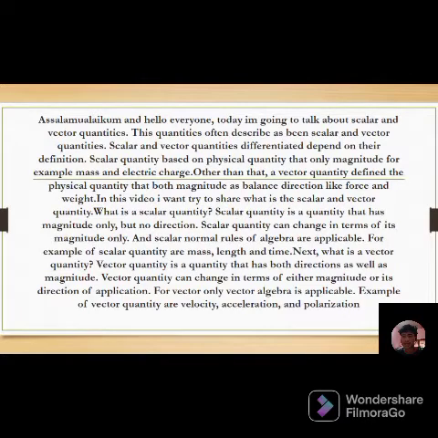Next, what are vector quantities? A vector quantity has both direction as well as magnitude. Vector quantities can change in terms of either magnitude or direction of application. For vectors, only vector algebra is applicable. Examples of vector quantities are velocity, acceleration, and polarization.